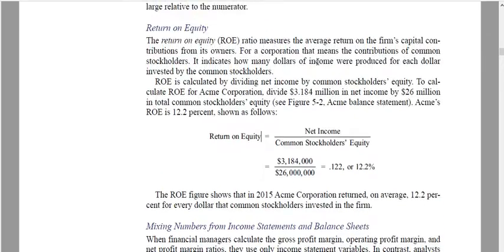And it measures the average return on the firm's capital contributions from its owners. For a corporation, that means the contributions of common stockholders. It indicates how many dollars of income were produced for each dollar invested by the common stockholders. So we simply want to take the ratio of net income to common stockholders' equity, and figure out this as a percentage.